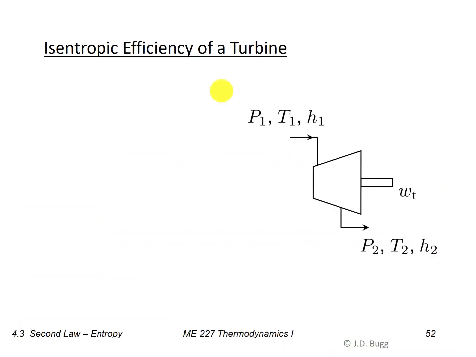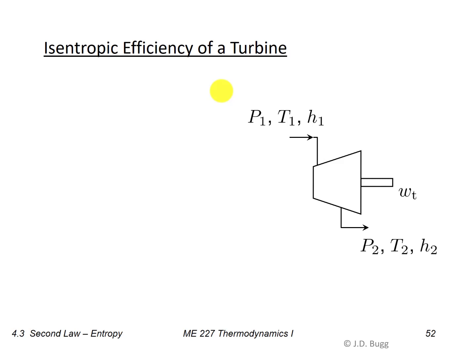Now earlier I said that this new property, entropy, was going to allow us to examine the efficiency of individual processes. So that's what we want to turn our attention to now: the efficiency, from a second law perspective, of several different components that we've been studying in the class. So the first thing we want to look at is the isentropic efficiency of a turbine. This is a new term, isentropic efficiency, which we'll be defining here in a moment.